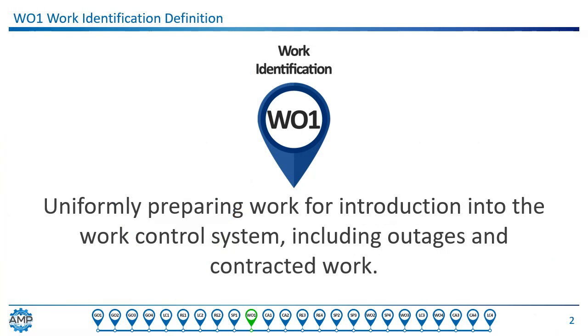Here's the definition of work identification. Work identification takes the raw material of a request to perform work and turns it into a formatted set of information that can be digested by the downstream work management processes. All work performed must meet work identification process requirements, whether it's performed in-house, during an outage, or by contractors. It's all the same. It begins here.